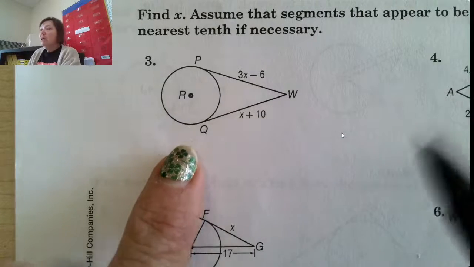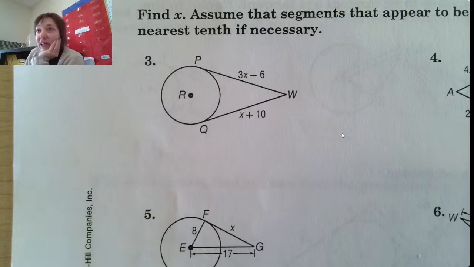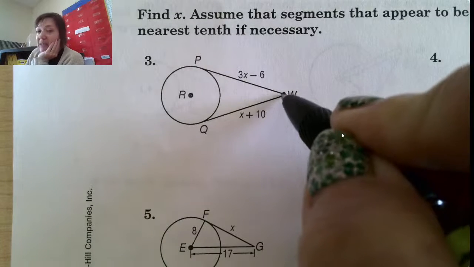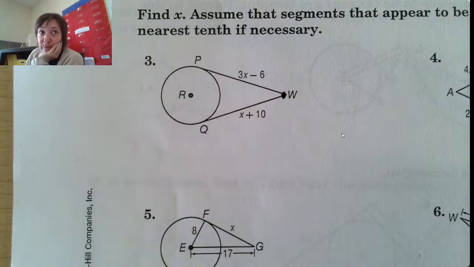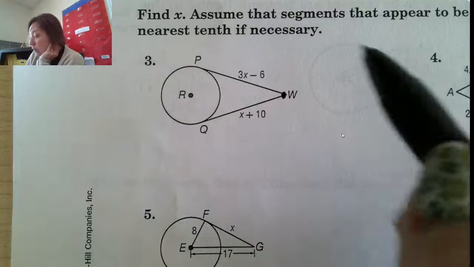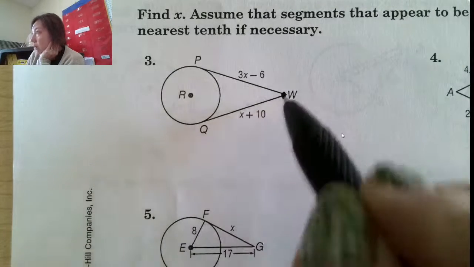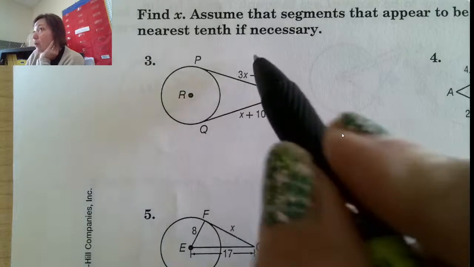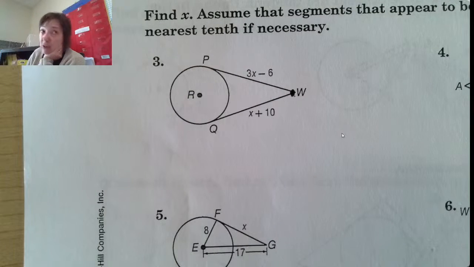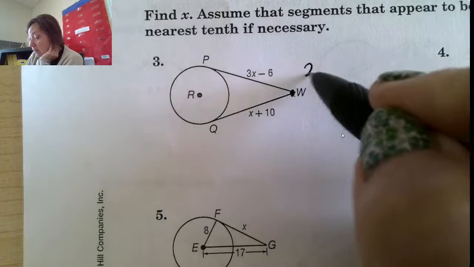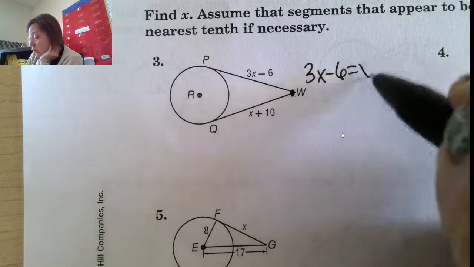If two tangents are on the same circle and they meet at the same point, they are congruent. That means that PW is congruent to QW, which means that their measurements are equal. They're the same, which means 3x minus 6 equals x plus 10. Excellent.